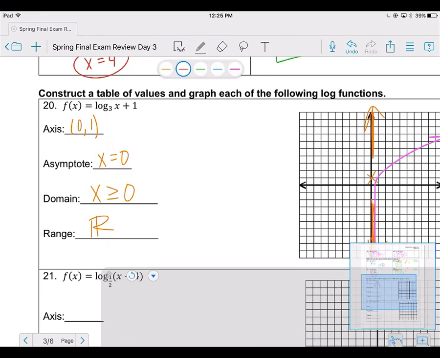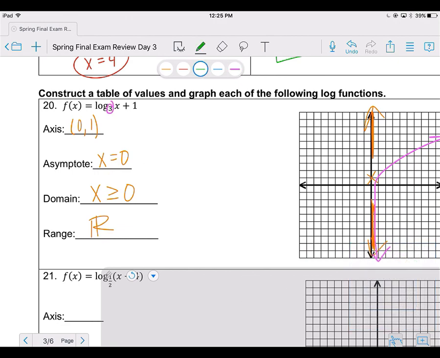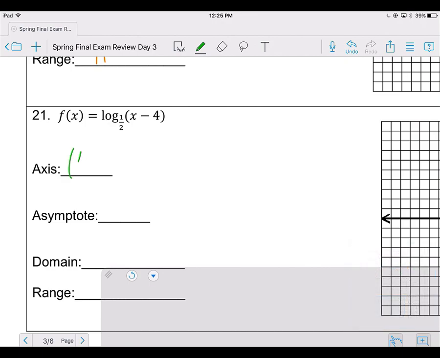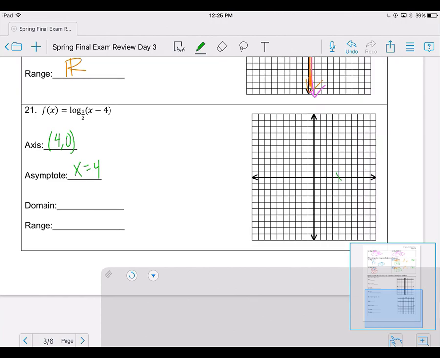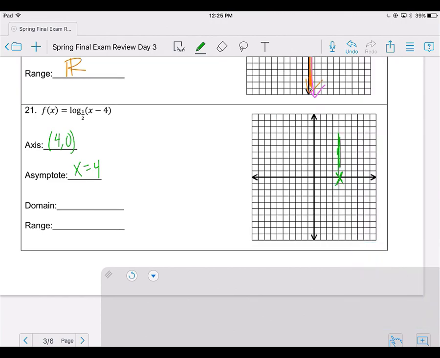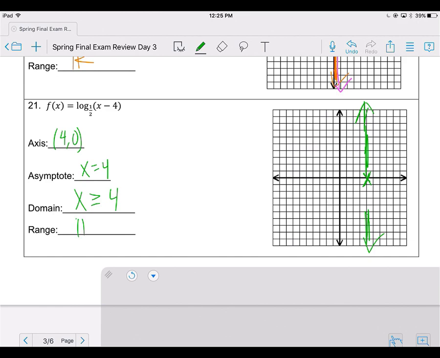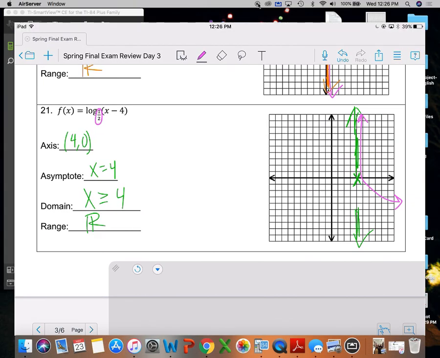You can remember that it goes up because the base, whatever the base is, tells you if it's increasing or decreasing. So for 21, my axis is the opposite of what's with x, the same as what follows. So my axis is going to be at 4, 0, and my asymptote is at 4. Domain will be greater than 4, and my range will be all reals. This one has a fraction as the base, so it will be decreasing. And again, you can plug this into y equals to double check that if you're not sure you've graphed it correctly.